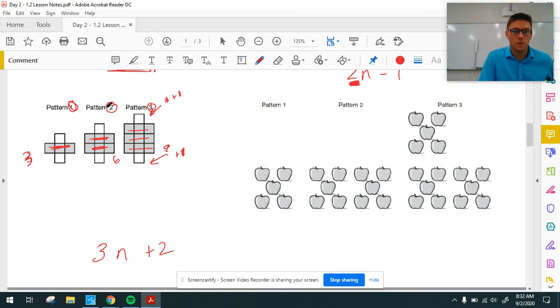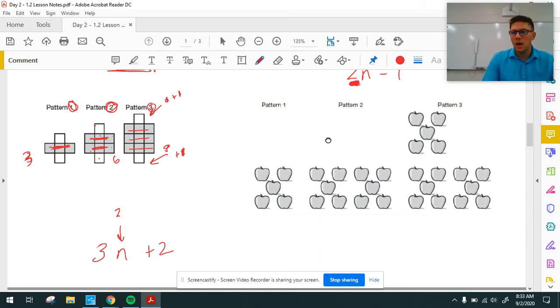So pattern 2, let's plug it in. Plug in a 2 right there. 3 times 2 is 6, plus 2 is 8. There are 1, 2, 3, 4, 5, 6, 7, 8. We know we have it right. All right, so that's a tricky one, but it's a different way to look at it. Try to see it visually or just count it up with the numbers.